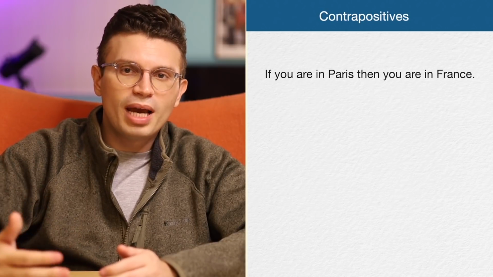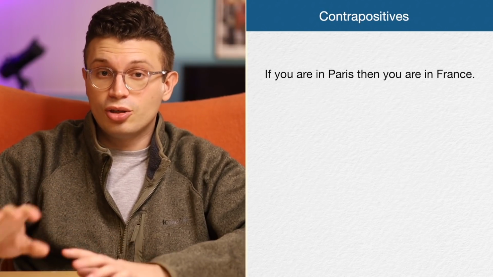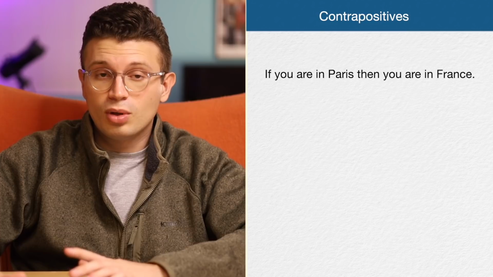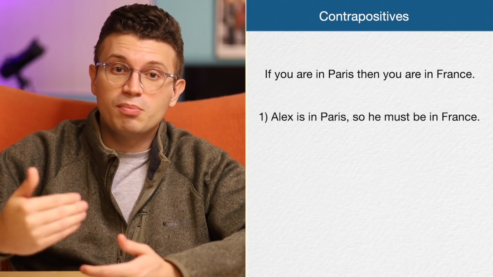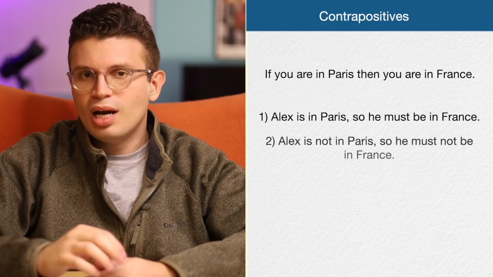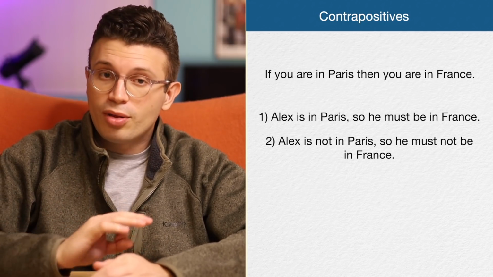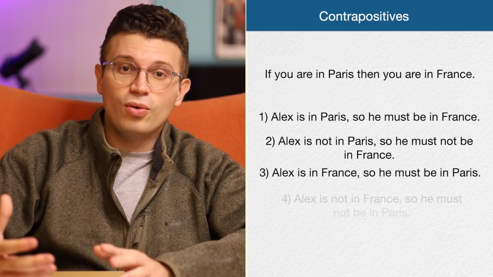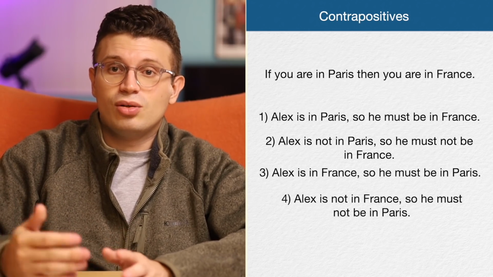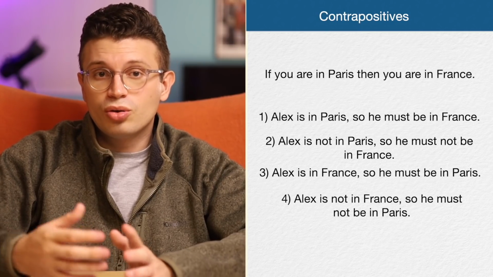So if you are in Paris, then you are in France. There's our example. Let's take a look at our 4 statements. Then you're going to pause the video, think them through, okay? Number 1, Alex is in Paris, so he must be in France. Number 2, Alex is not in Paris, so he must not be in France. Number 3, Alex is in France, so he must be in Paris. And number 4, Alex is not in France, so he must not be in Paris. Pause the video now. Do these guys work or do they not?